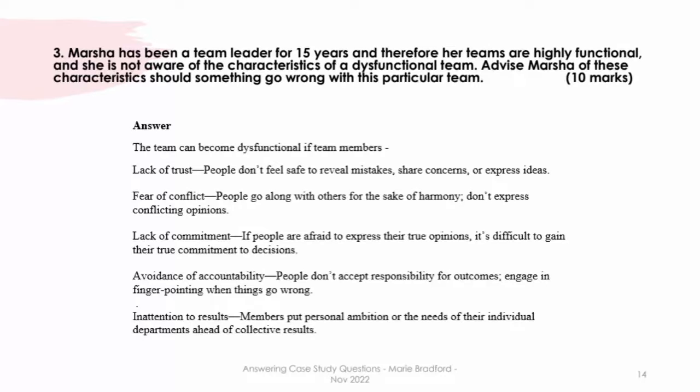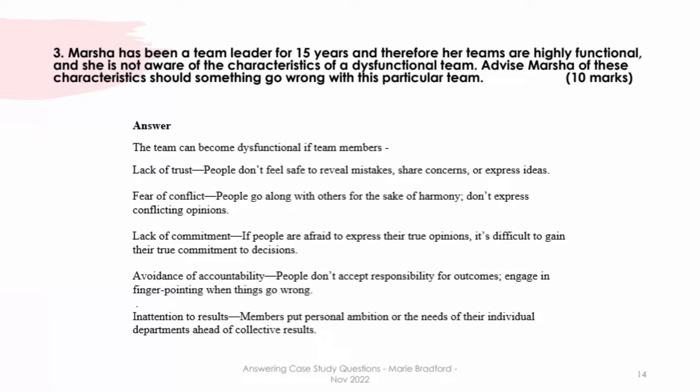So you can just write this answer as simply as it states there, or you could write it in a whole paragraph. And it says the team can become dysfunctional if team members lack trust, fear conflict, there's a lack of commitment, there's avoidance of accountability, and there's inattention to results. And you explain what each of those things mean. And you are therefore likely to get your full 10 marks because each explanation will be 2 marks.